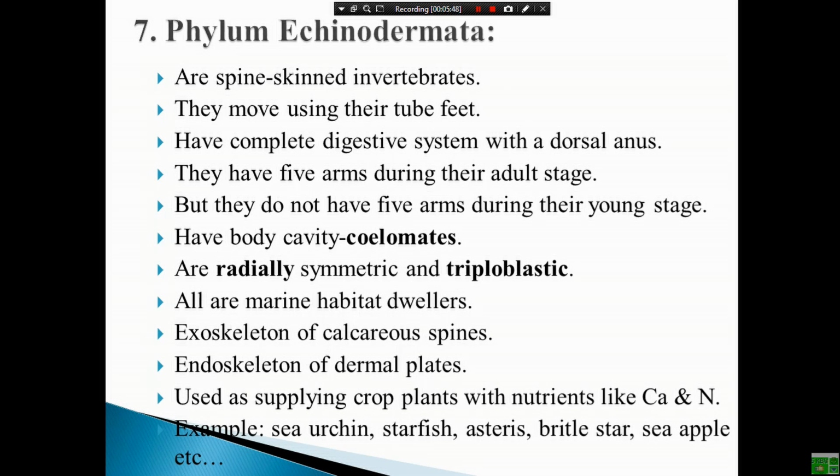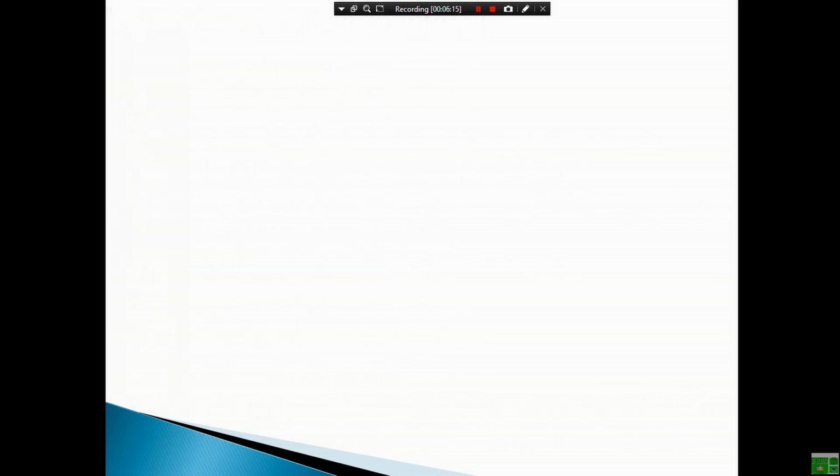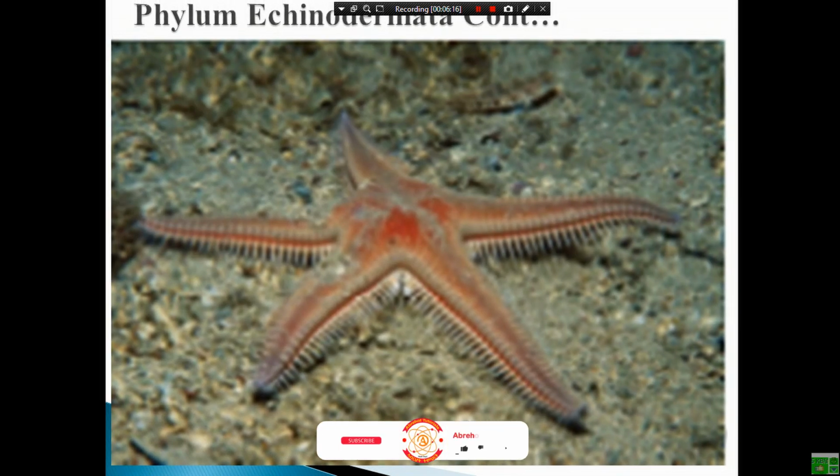They have an exoskeleton of calcareous spines. They also have an endoskeleton of dermal plates. They are used for supplying crop plants with nutrients like calcium and nitrogen. Examples of these invertebrate members are sea urchin, starfish, asteroids, brittle star, sea apple, and so on. How do they look? Star-shaped with spiny skins. They have five arms, which is true for the adult stage.